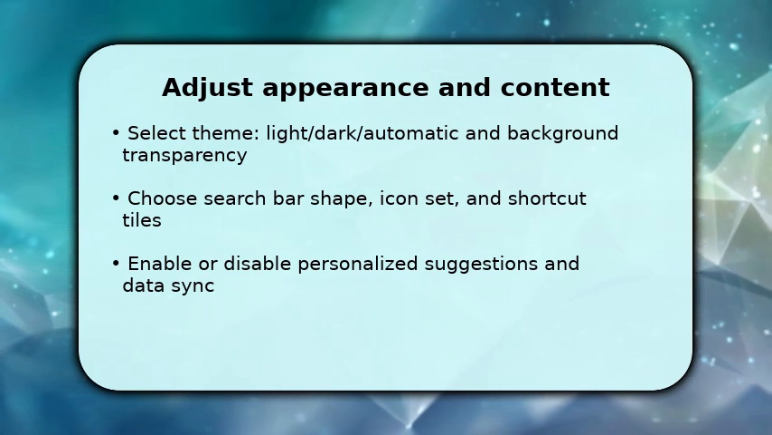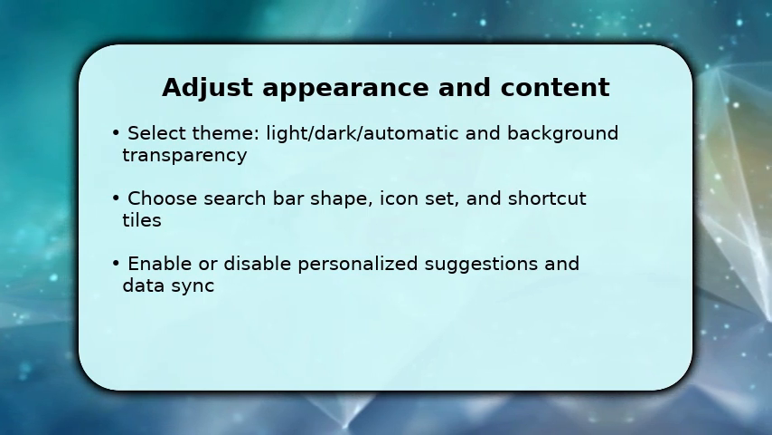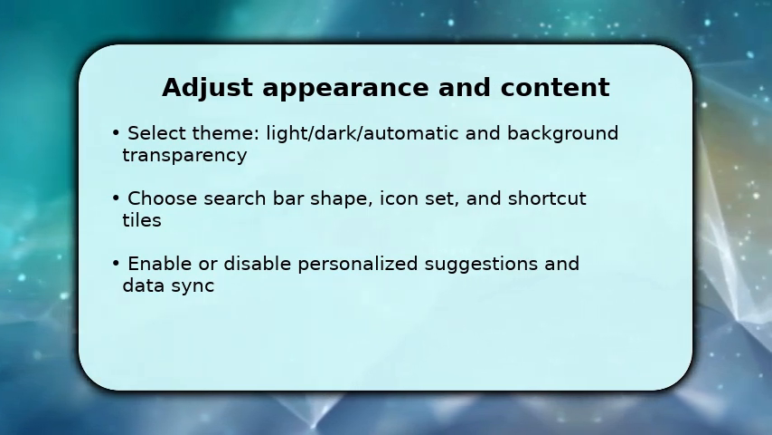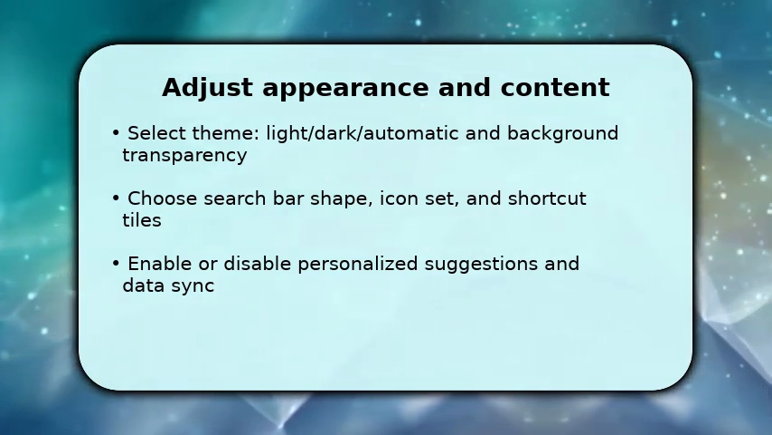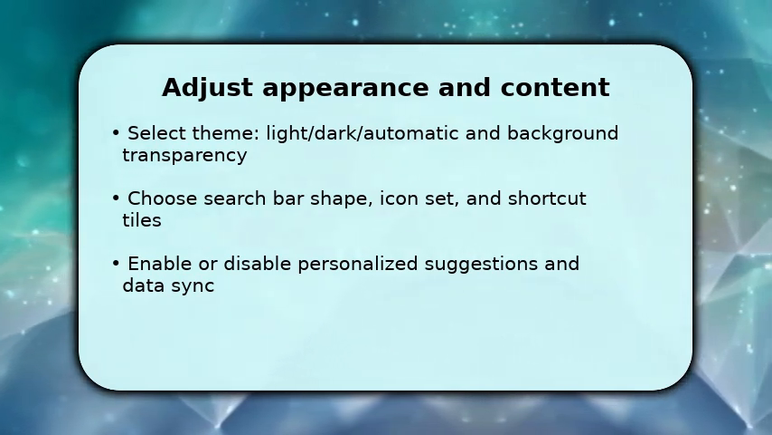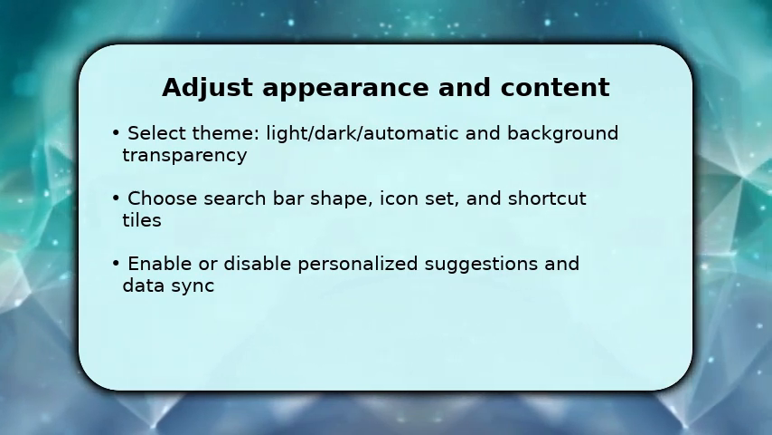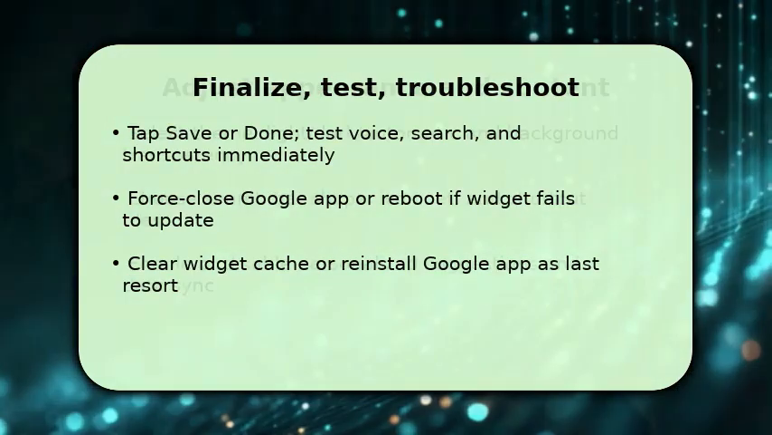Next, choose the search bar shape and icon set for clarity and tap shortcuts to add voice search, discover, or quick actions. Make sure personalized suggestions and sync are configured. Enabling them improves relevance, but uses account data. Once set, preview the widget and confirm changes. Finish by saving and then exercising each feature.